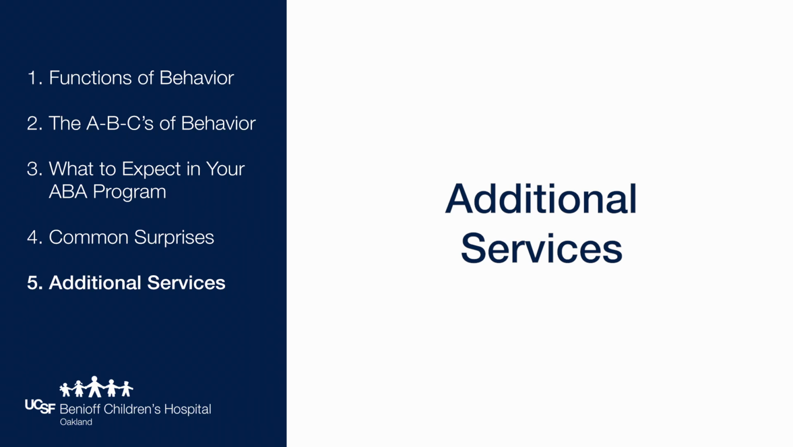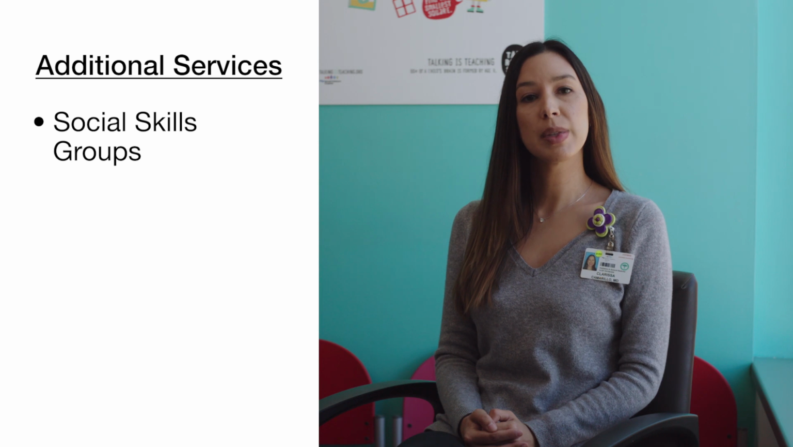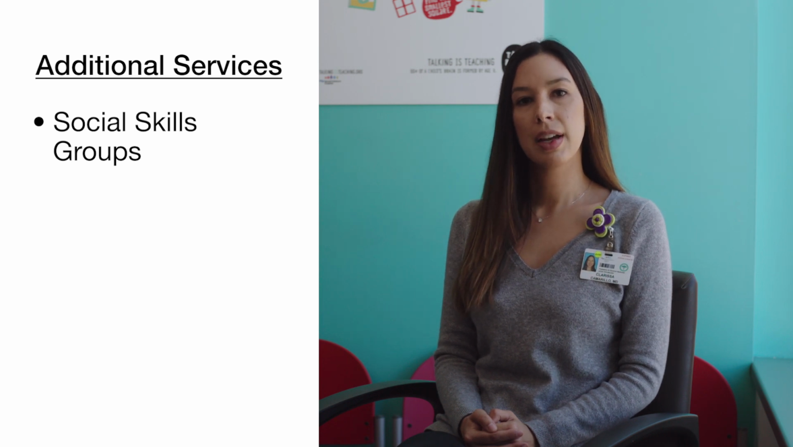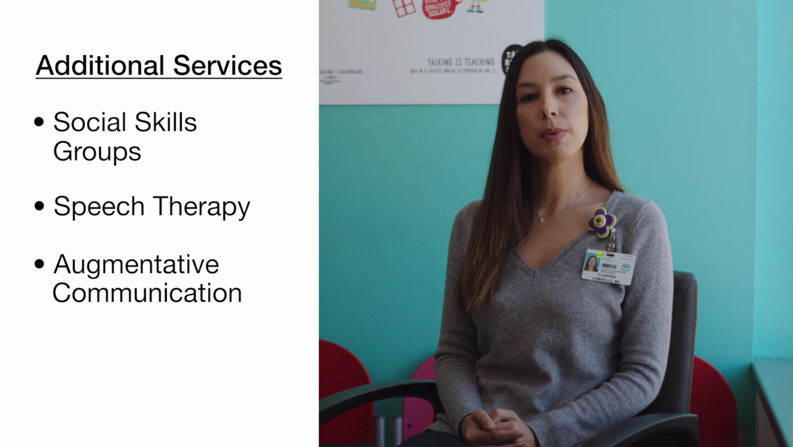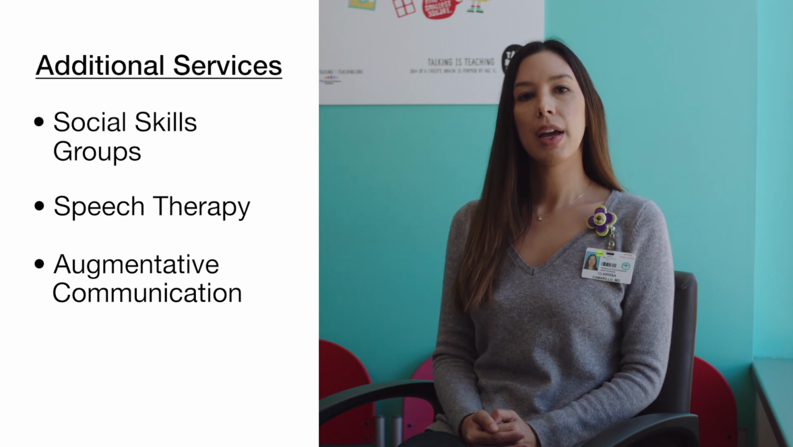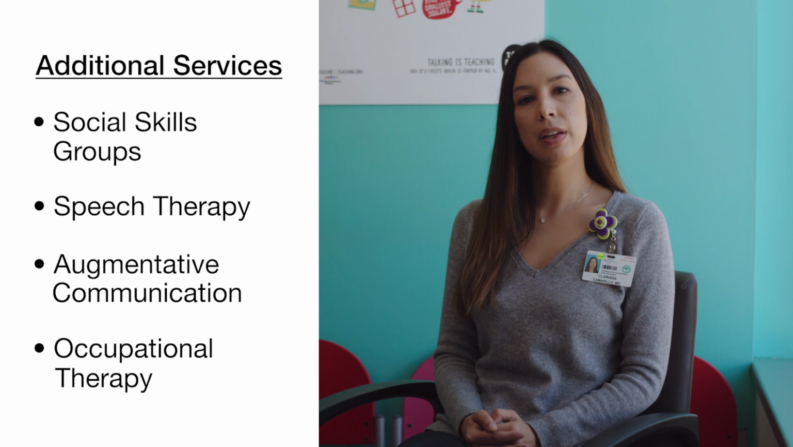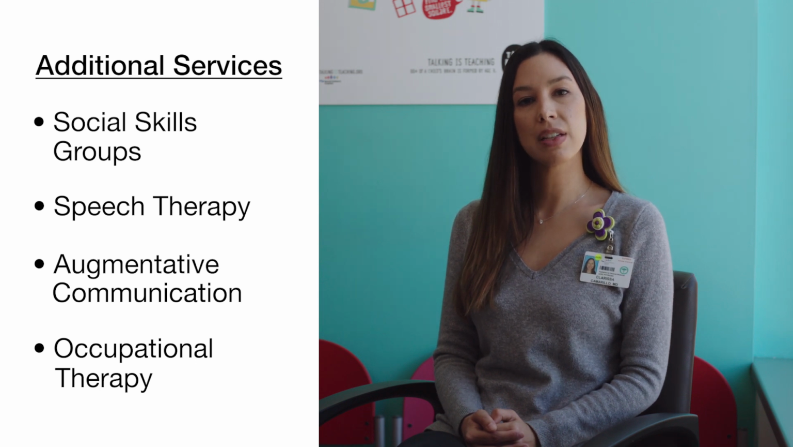Additional services. It is important to remember that there are other therapies that can help a child with autism progress besides ABA. These include social skills groups, which specifically target social interactions, speech therapy, which supports the child's use of verbal language, augmentative communication, which helps support children with limited speech, and occupational therapy, which helps with independence with daily living skills, feeding difficulties, and sensory processing difficulties. Your pediatrician and/or regional center can help your family find the appropriate services.